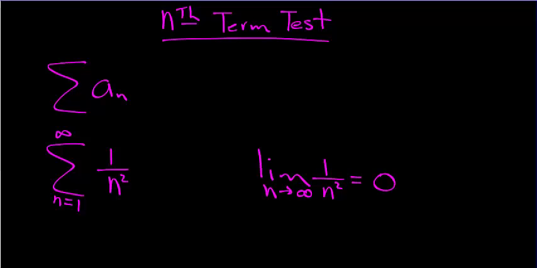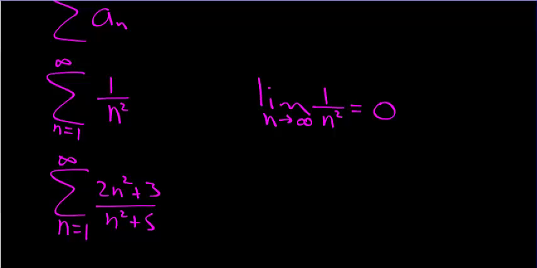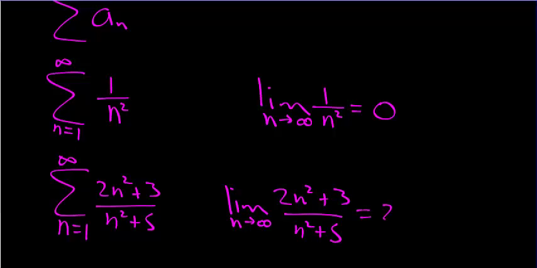So for example, and I'm going to show you why this is the case in a minute. For example, let's suppose we've got the sum from n equals 1 to infinity of 2n squared plus 3 over n squared plus 5. Well, let's look at this one. The limit as n goes to infinity of 2n squared plus 3 over n squared plus 5, that is 2. That's not equal to 0. So this series definitely diverges.